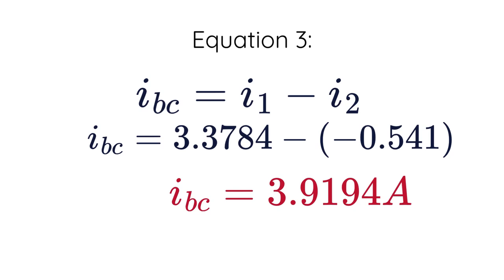The current through the 5 ohm resistor IBC is the difference between the mesh currents. So the answer is 3.9194 amperes.